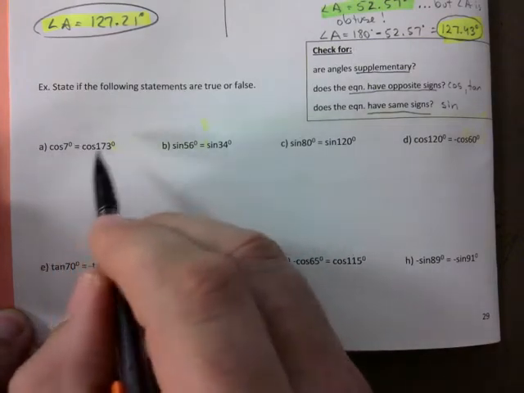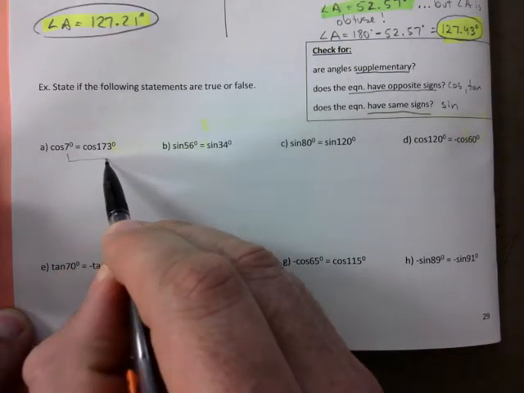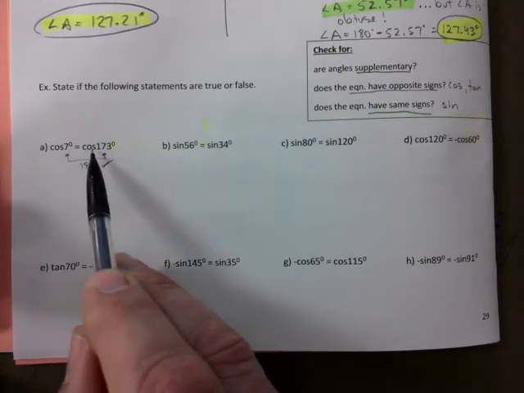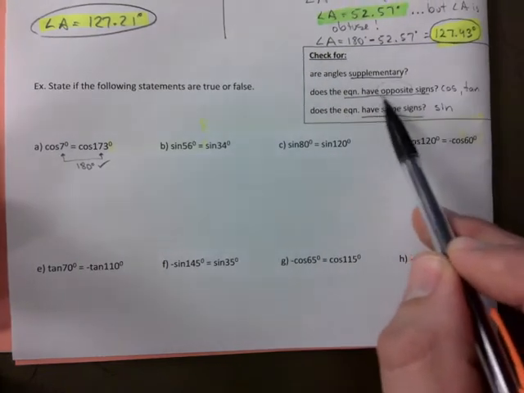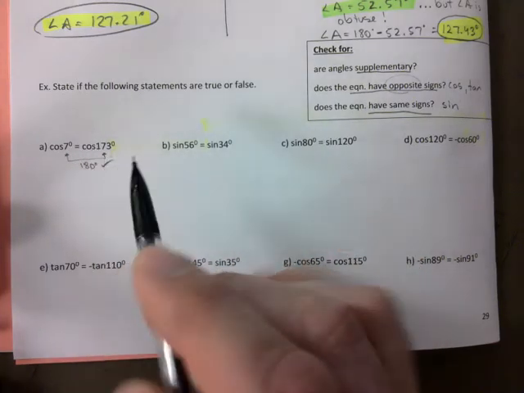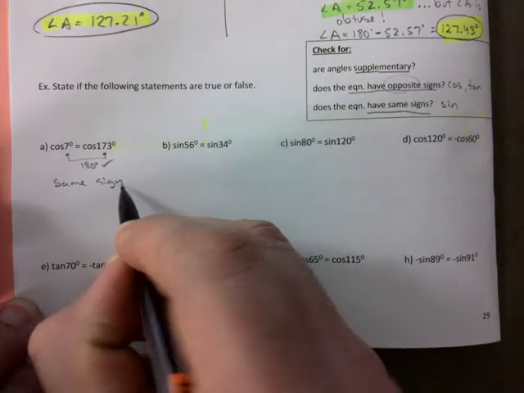So let's do this first one. Is this true or false? You check the angles. Are they supplementary? You bet. So that's the first test. And then it's cosine. What should the signs be if it's cosine? Let's check. For cosine, it would have to be opposite. One of these would have to be negative. So same sign, right? Cosine needs opposite signs.